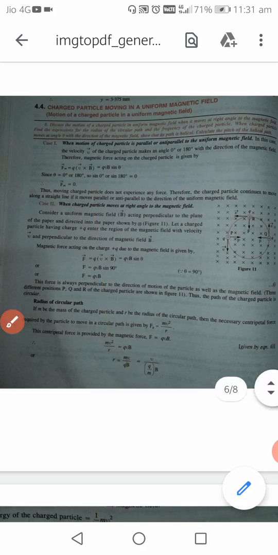This is case number 1. Case number 2 is very important and interesting also. You have to understand this part. Case number 2. Okay.